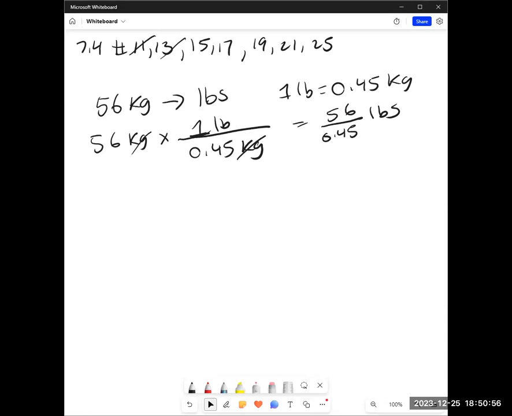So we expect a number bigger than 56 since we're dividing a number by a number that is smaller than 1. So let me clear this. 56 divided by 0.45 should be 124.44 pounds as we round to the nearest hundredth. That's 4 repeating. There we go.